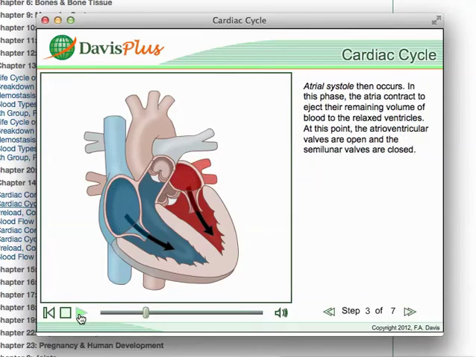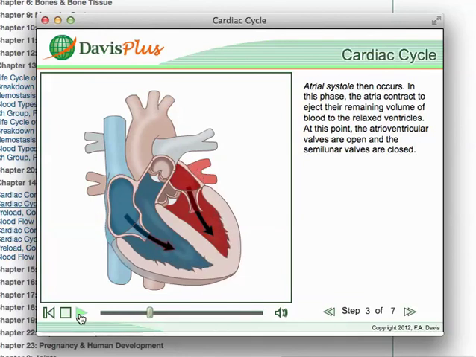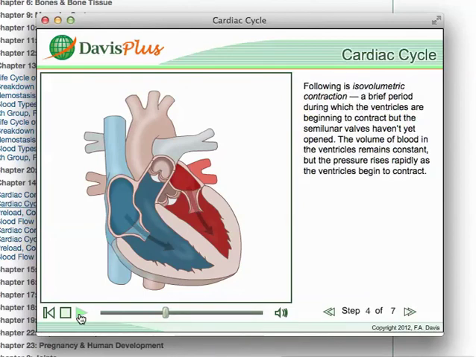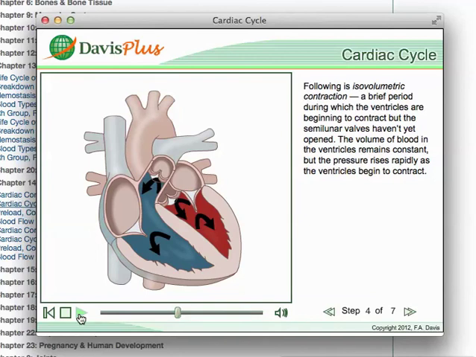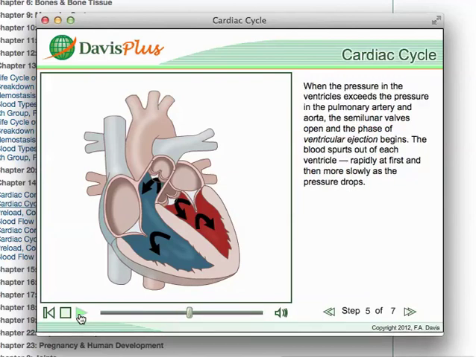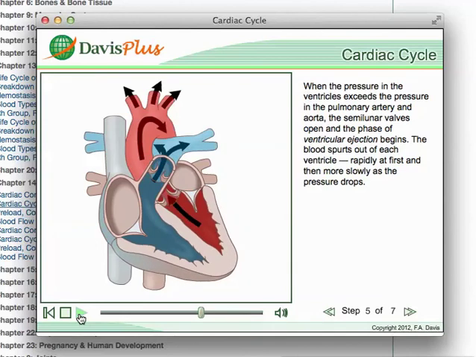Atrial systole then occurs. In this phase, the atria contract to eject their remaining volume of blood to the relaxed ventricles. At this point, the atrioventricular valves are open and the semilunar valves are closed. Following is isovolumetric contraction, a brief period during which the ventricles are beginning to contract, but the semilunar valves haven't yet opened. The volume of blood in the ventricles remains constant, but the pressure rises rapidly as the ventricles begin to contract. When the pressure in the ventricles exceeds the pressure in the pulmonary artery and aorta, the semilunar valves open and the phase of ventricular ejection begins.